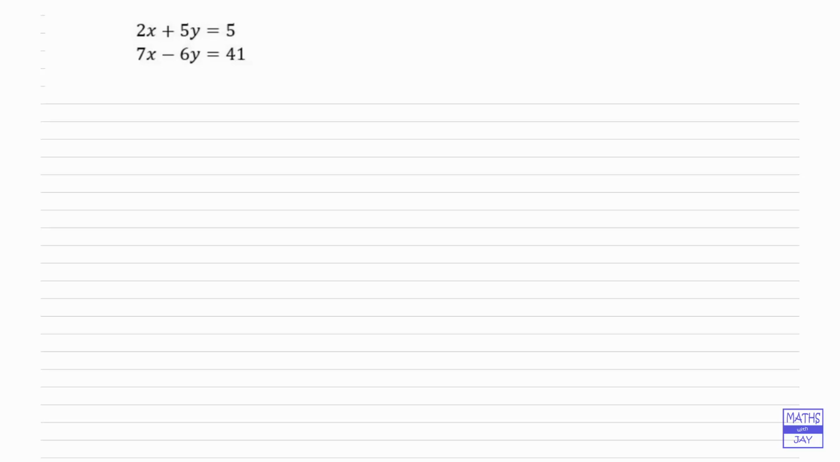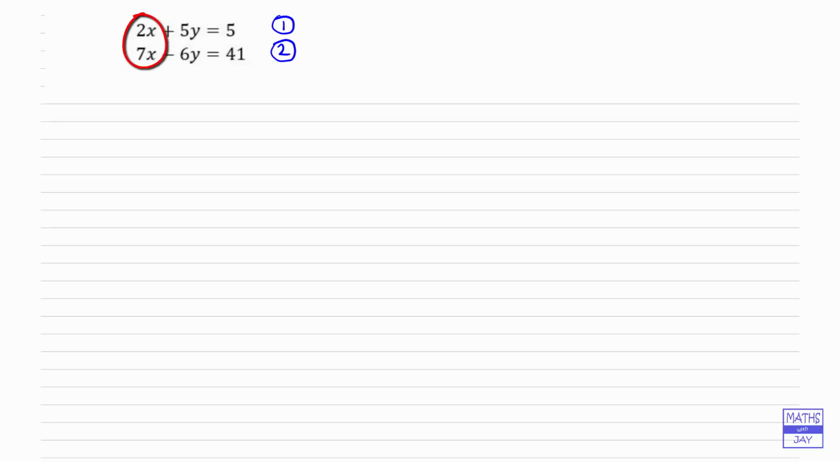So here we've got two equations in two unknowns. We want to find those unknowns, so we're trying to find the value of x and the value of y. And it's going to be easier to refer to the equations if we number them. So we'll say the first one is number 1 and the second one number 2.